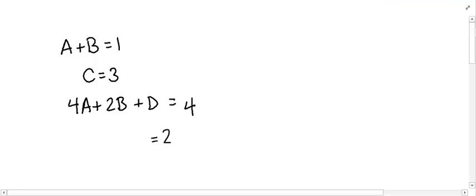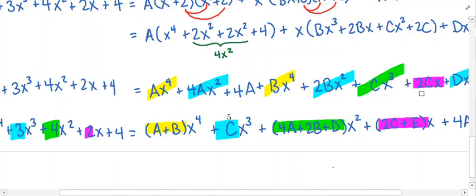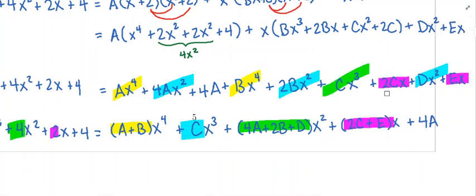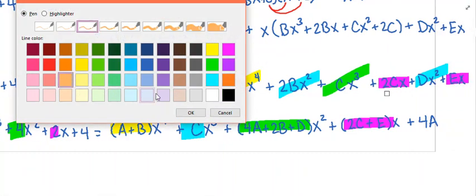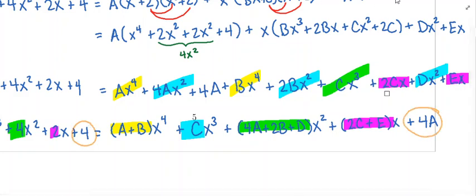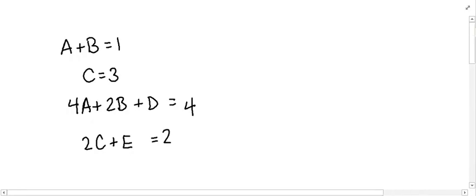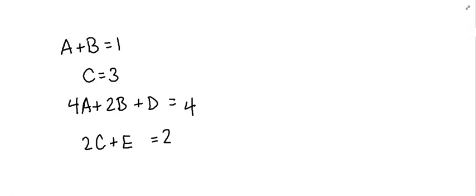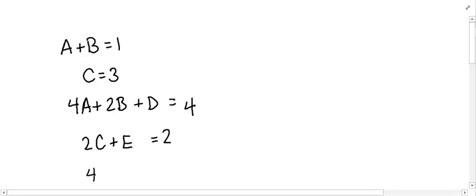So 2 has to equal 2c plus e. And then we have one more. Okay, so the constants have to equal. So let me get another color here. We are told this time that 4 has to equal 4a. If we compare those, those are just the constants. Okay, so going back over here, we know that 4a has to equal 4.